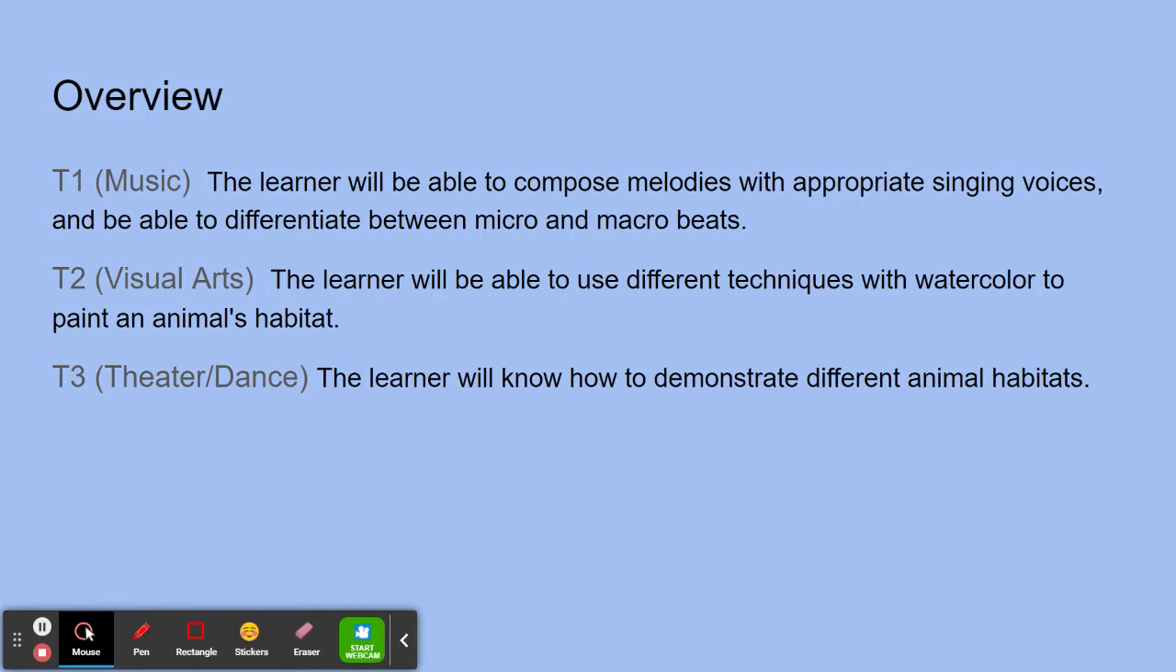In our overview, the learner will be able to compose melodies with appropriate singing voices and be able to differentiate between micro and macro beats. In visual arts, the learner will be able to use different techniques with watercolor to paint an animal's habitat, and in theater and dance, the learner will know how to demonstrate different animal habitats.